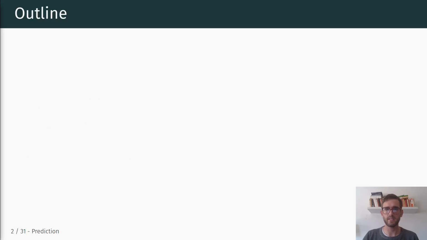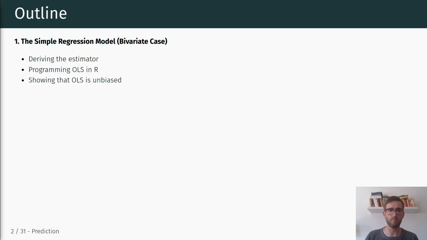So here's the outline for the videos that I will record for this week. The first part will focus on the simple regression model, so the bivariate case, one dependent variable and one independent variable. And I'm going to go step by step through the math to derive the estimator. Based on that derivation that we've already seen in the book, but we haven't really gone through step by step how we actually get there.